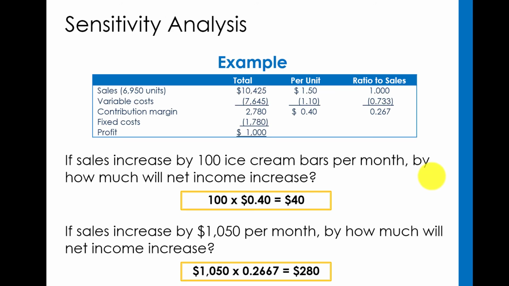Now, why is this useful? Well, it's very important because you may be asked a question like the first one here. In that case, you don't really need the ratio. But in the second question, you're going to be much better off knowing that ratio. As you can see, if sales go up 1,050, how much will our income increase? Just multiply it by the contribution margin ratio. There you go, 280.